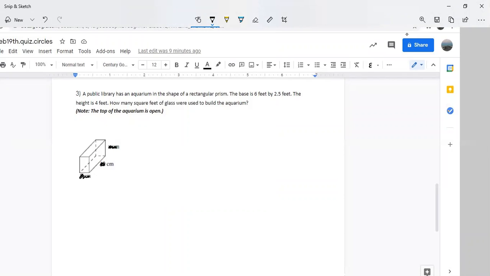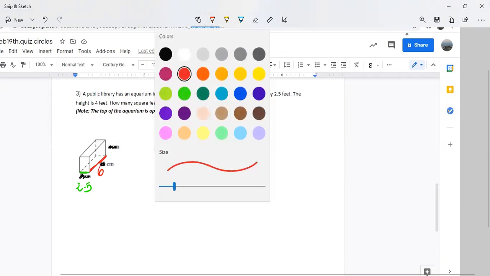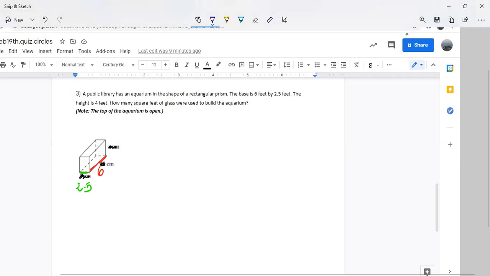And he said you have an aquarium, and it was a rectangular prism. The base is 6 by 2.5. So let's put the short side, this side here, put different colors. This side here is 2.5, and this side here is a longer side. Let's put that as 6 feet, okay? So they're saying it's 2.5 by 6, and the height, how tall this thing is, 4 feet, okay?